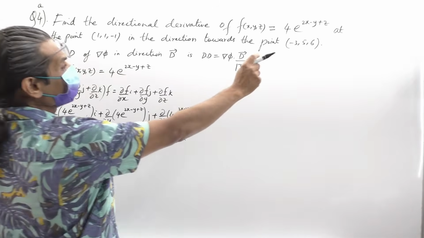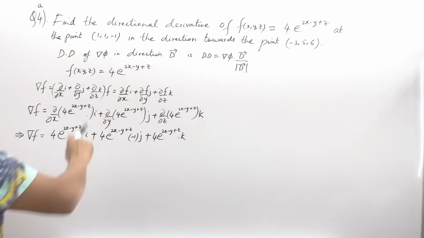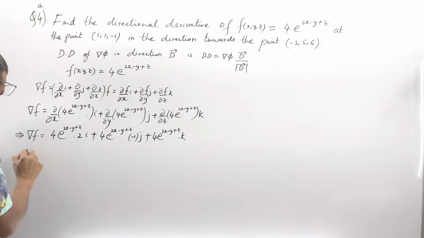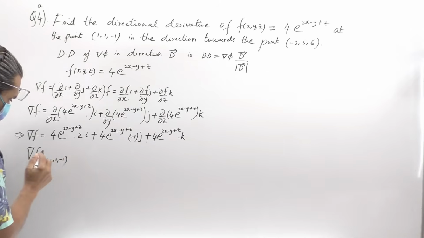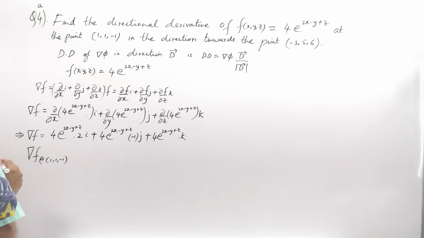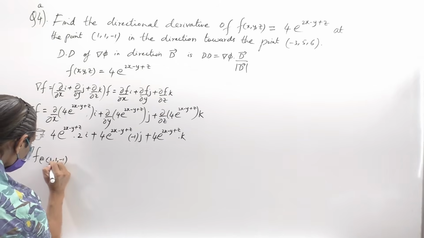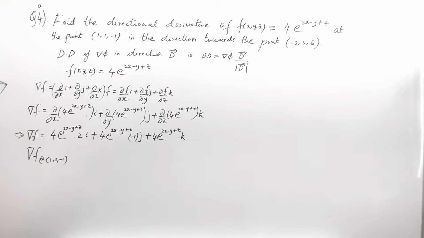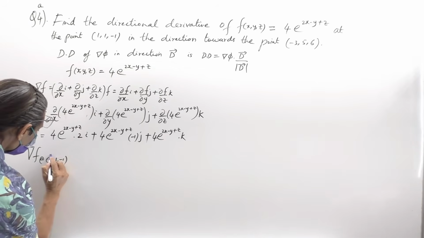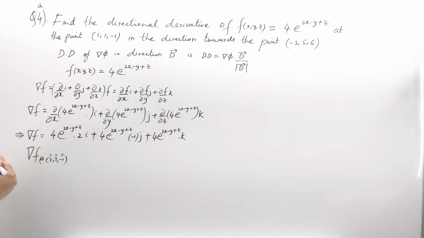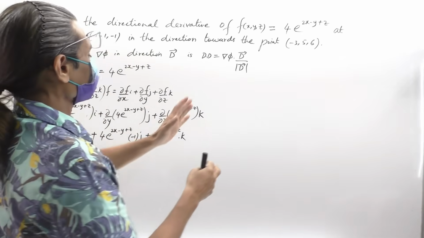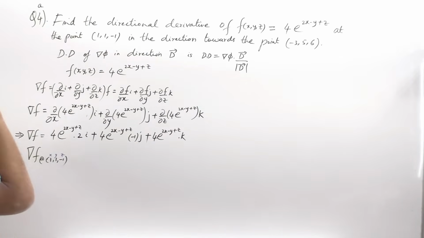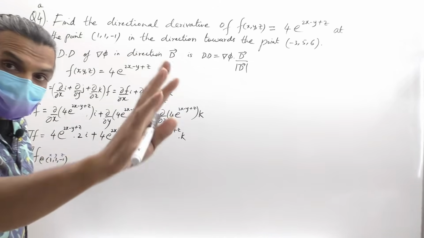Now at the point 1, 1, minus 1, that means del f at the point 1, 1, minus 1. The meaning of this is nothing but, in place of x you need to put 1, y is 1 and z is minus 1. That's a simple meaning. So whenever you are at a point, find the gradient del f and in place of x, y and z put 1, 1 and minus 1.